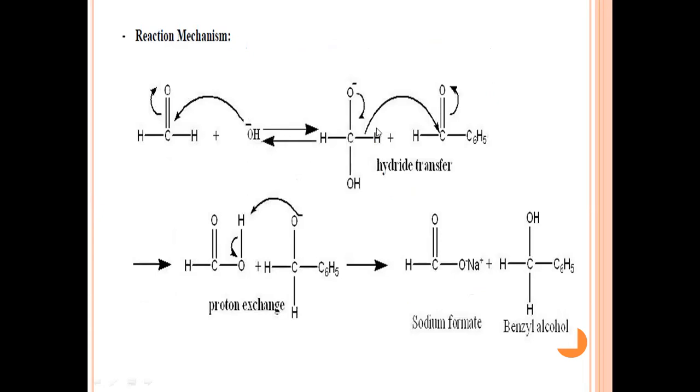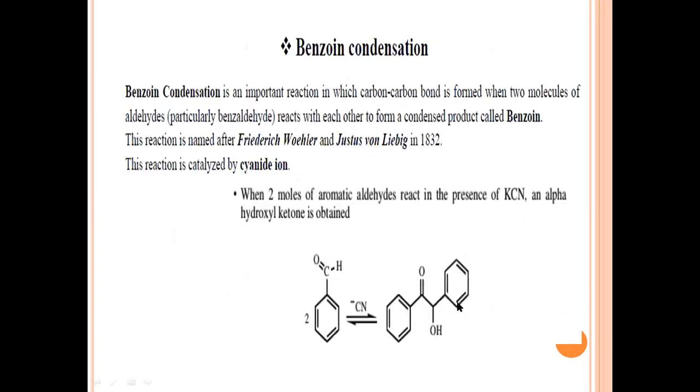So it proceeds in this manner: the base will give its electrons to the carbon atom. It will form an alkoxide ion, and this undergoes structural rearrangement to form one of the products, that is the sodium salt of the corresponding acid, sodium formate, and benzyl alcohol.